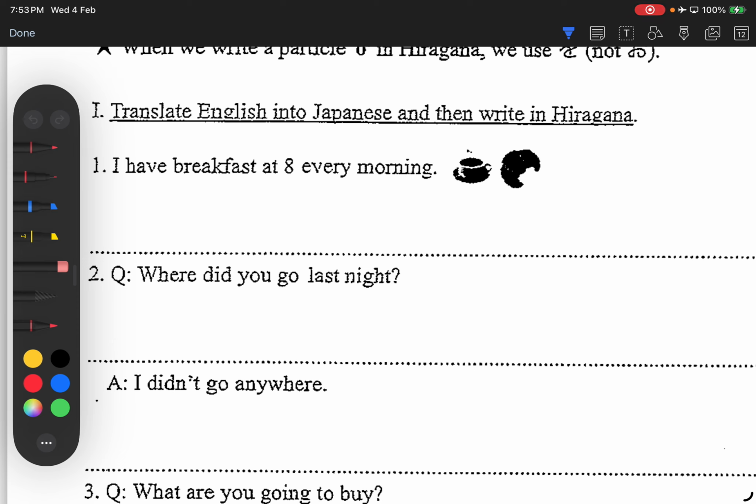Okay, 8時にご飯を食べます。So we need to use the direct object particle o. Number 2. Where did you go last night? 昨日の晩. Yeah, last night. 昨日の晩. We don't need a particle after 昨日の晩 because there's no number. It's not a numbered time expression. So 昨日の晩どこへ行きましたか。Past tense 行きましたか. I didn't go anywhere.